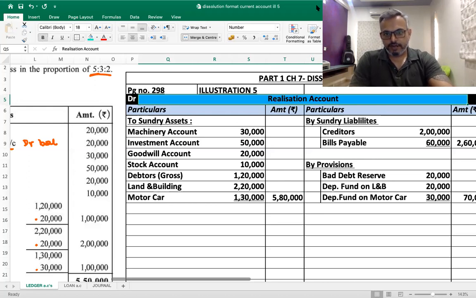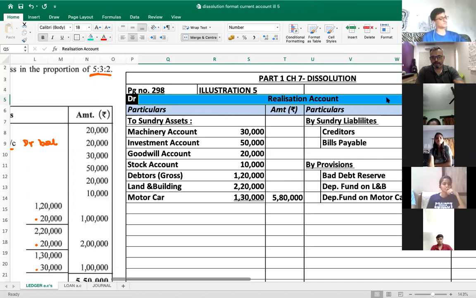So is the entry clear? You understood all the entries done so far? किसी को कोई डाउट है? समझ में आ गया सबको?